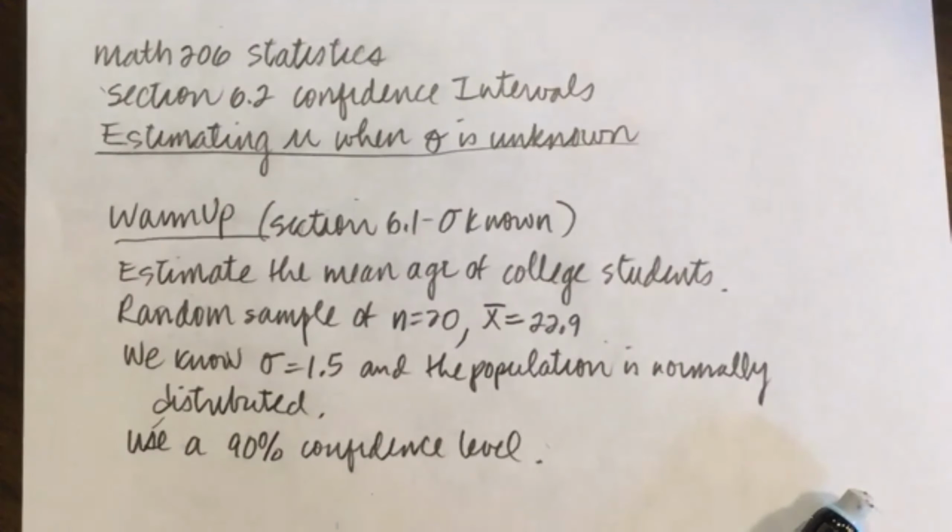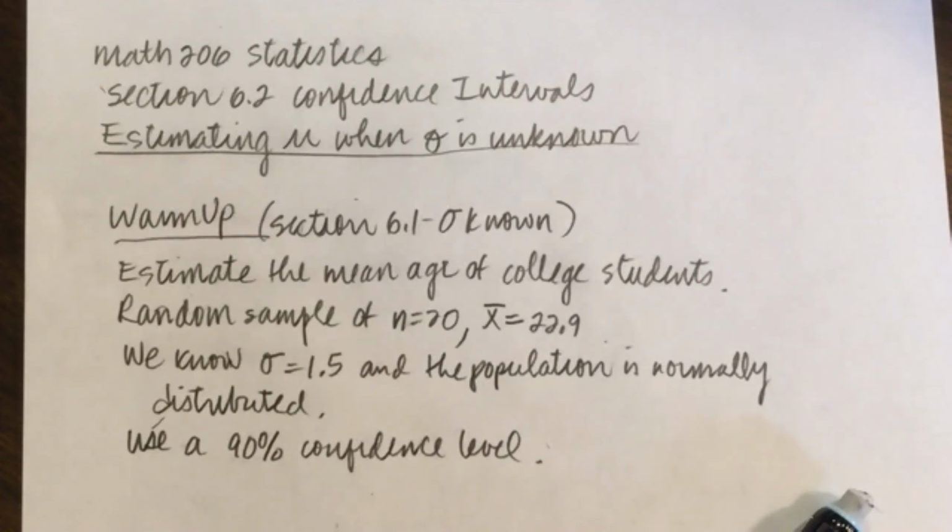Beautiful. Good morning, everybody. We are going to take a look at section 6.2 today. It's called confidence intervals. And this is a little bit more realistic situation. We're going to estimate the mean of a population when the standard deviation of the population is unknown.